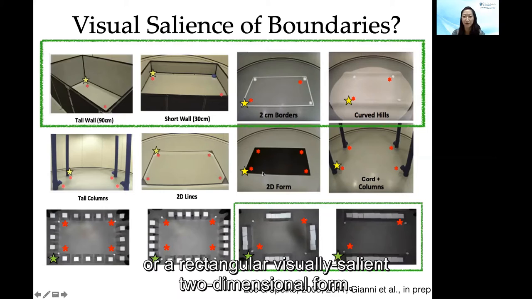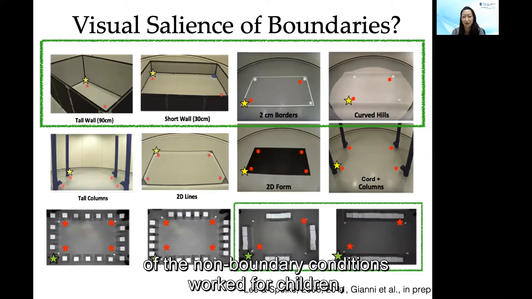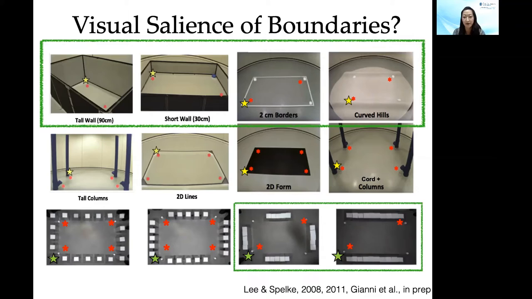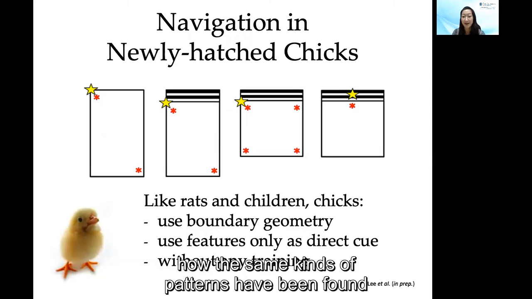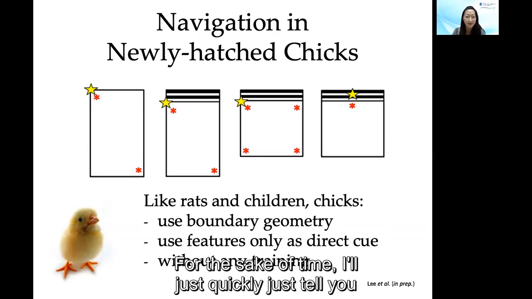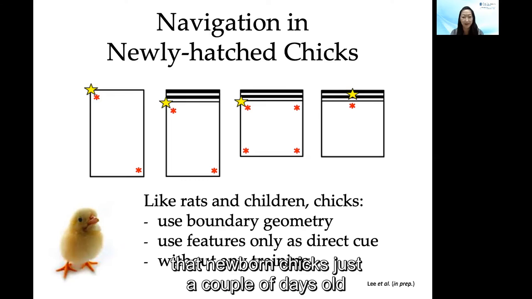What we found was that none of the non-boundary conditions worked for children, ages about 3 to 5. Rather, 3D structures, whether rectangular or not, subtle or visually salient, seem to be what matter to the children. Now I was going to show you a few examples of how the same kinds of patterns have been found in other animals, extending beyond even mammals. For the sake of time, I'll just tell you that newborn chicks, just a couple of days old, perform very similarly to rats and children.